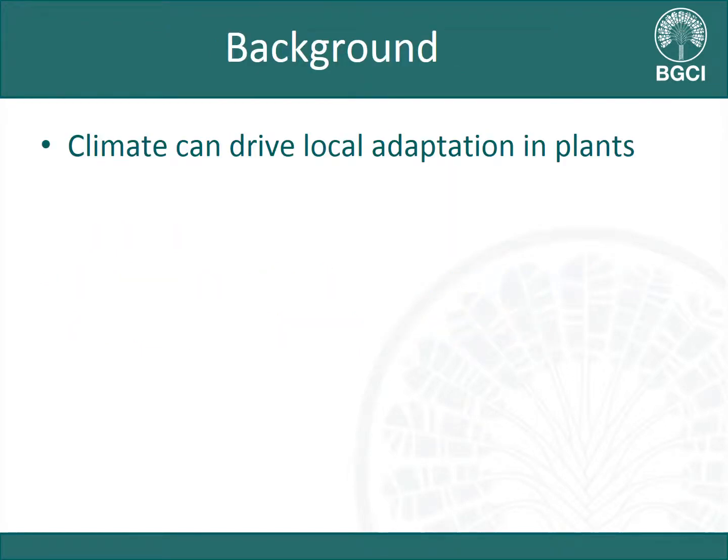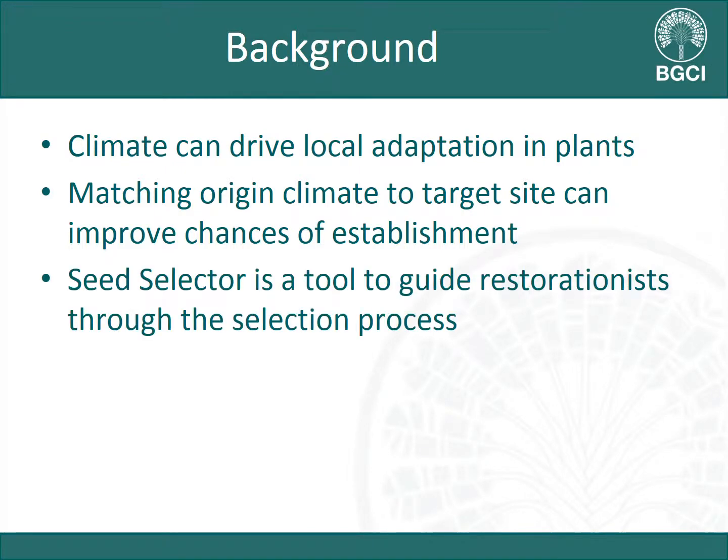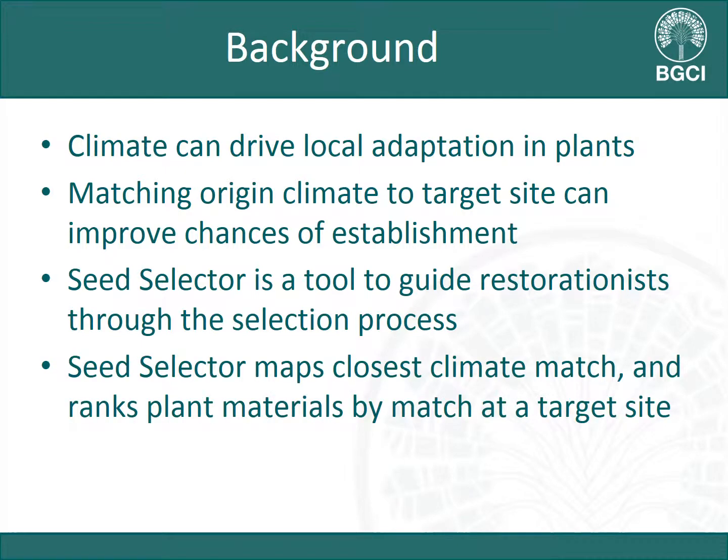Climate is a selective pressure in plants and can be a driver of genetic differentiation leading to local adaptation. Thus, matching the origin climate of plant materials to a target restoration site can improve the chances of successful establishment. One tool to guide practitioners through the selection process is the app Seed Selector discussed in this learning module. Seed Selector creates a map of the best climate match given a set of plant materials of known geographic origin, and can also rank the climate match of that set at a particular site.